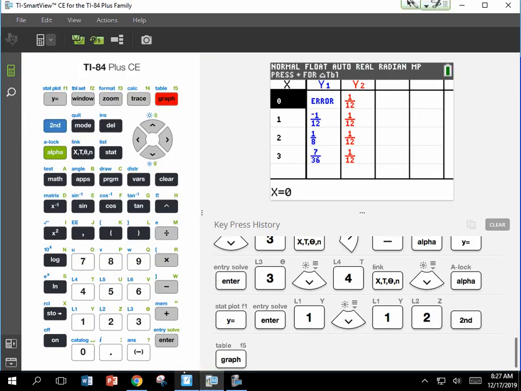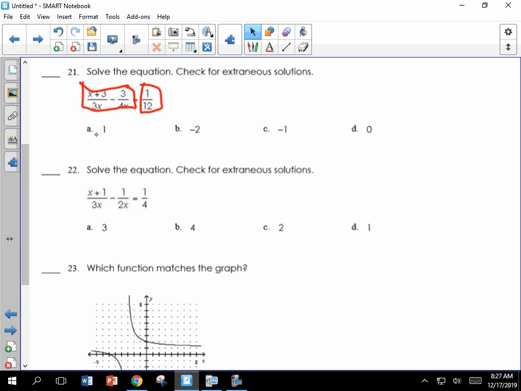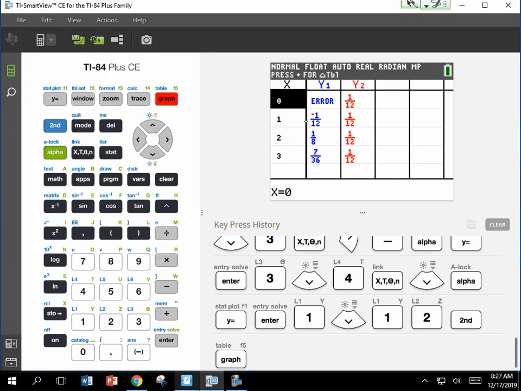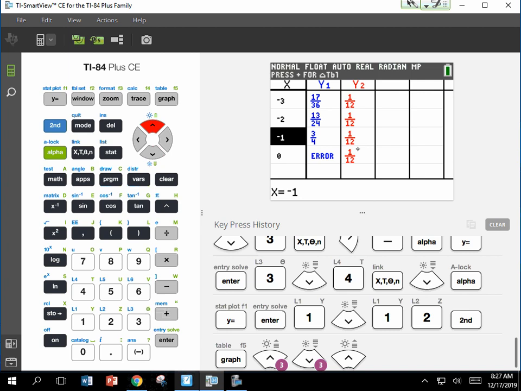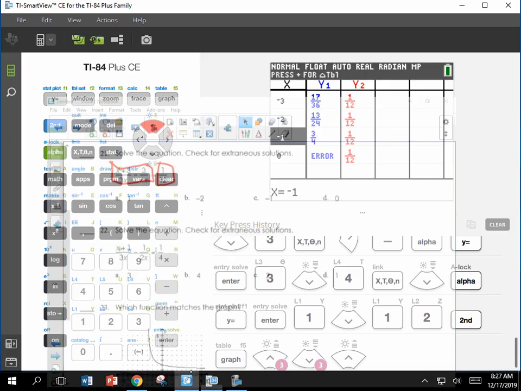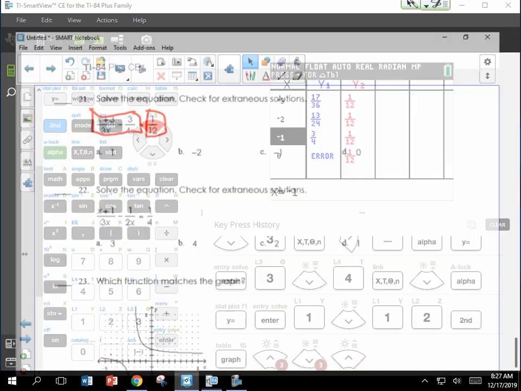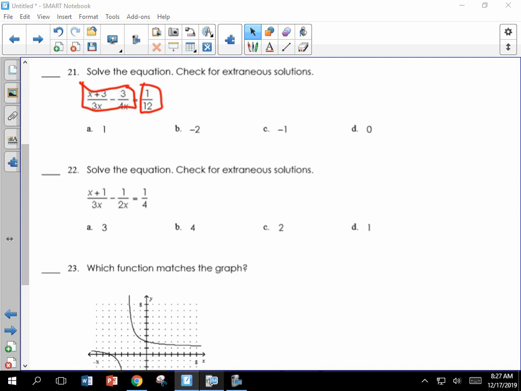Which one has the same answer on the table? So when I go to 1, notice how they have negative 1/12 and 1/12. Those are not the same. They have to be the exact same. So 1 is not a possible answer. I'm going to scroll up to negative 2. 13 over 24, 1/12, also not a solution. Go down to negative 1. 3/4, 1/12, also not a solution. And then 0, let's see, I must have put it in with an error.